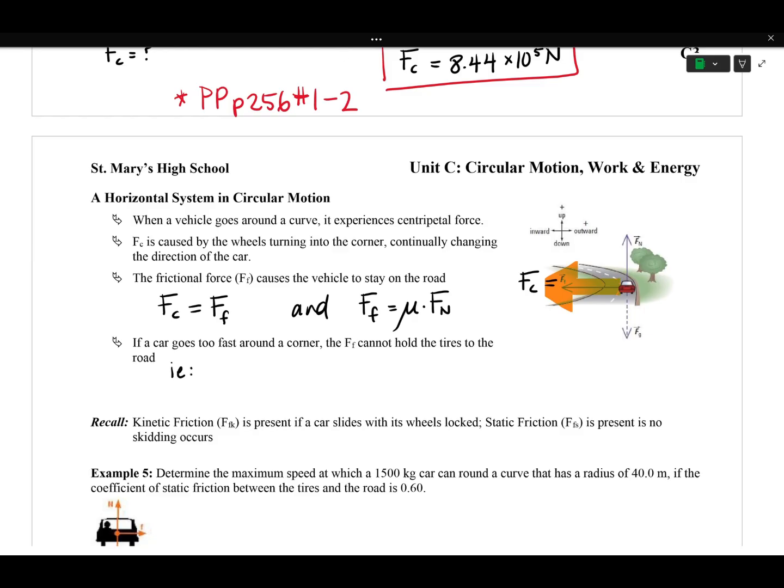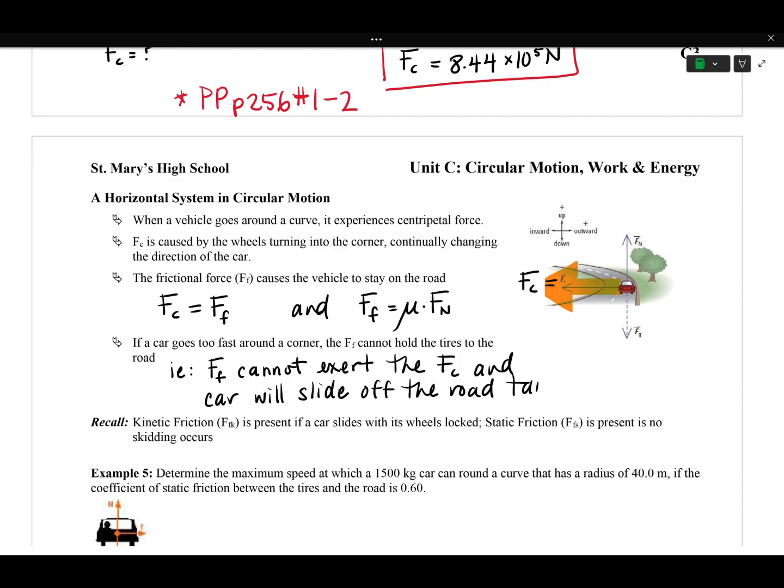That just means the reason why you're flying off like that is that the force of friction cannot exert the needed centripetal force, because remember, the centripetal force is going to be the static friction. And the car will slide off the road tangentially.